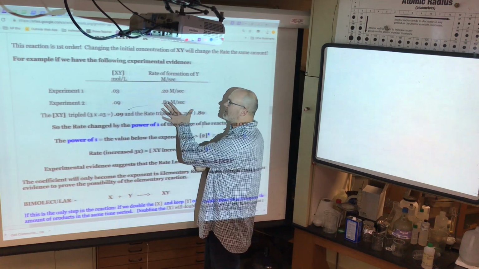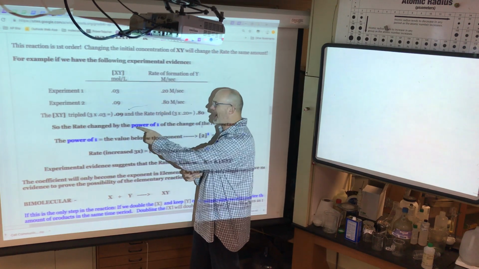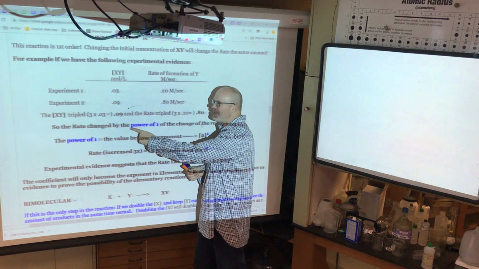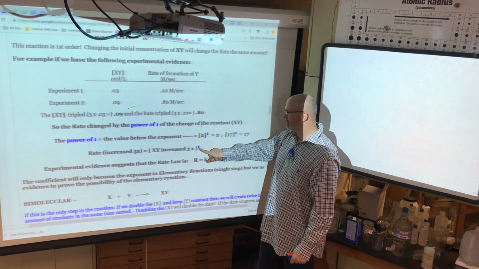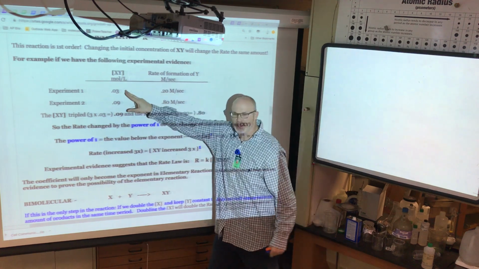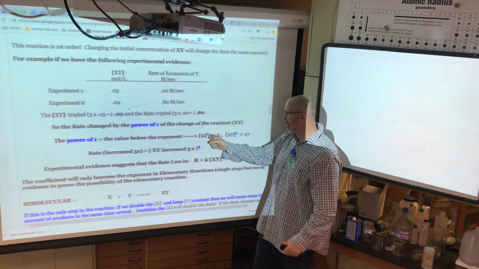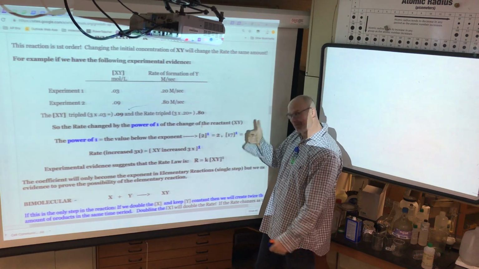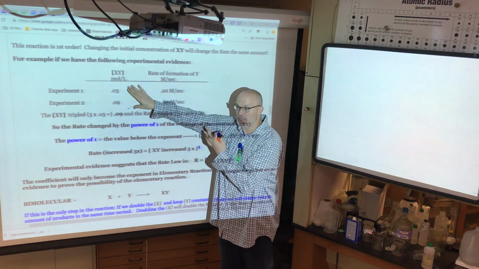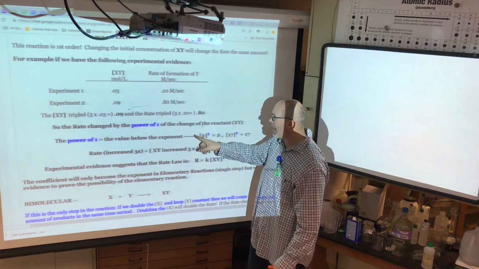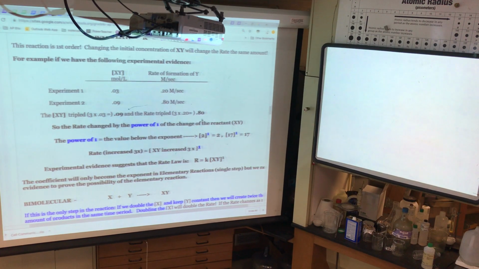In any case, what we just found is that because they are all the same, I give the rate law a power of 1. If I tripled the initial concentration and tripled the rate, then the power of 1 is just that. Anything to the power of 1 is just that number. So XY should have a coefficient of 1.